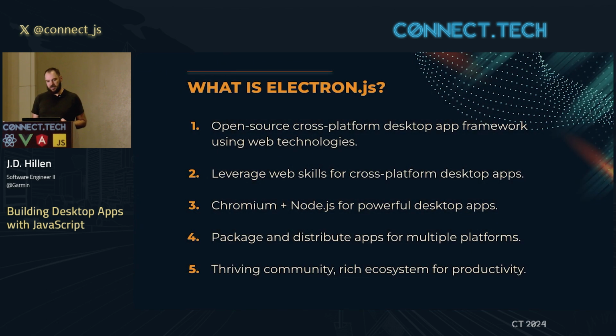So what is Electron.js? Electron.js is an open source framework for building cross-platform desktop applications using web technologies. It's not specifically just for JavaScript, but that's what we're after here. It allows developers to leverage their own web development skills and tools to create desktop applications that run on Windows, macOS, and Linux. Electron.js combines the Chromium rendering engine. If you're not familiar with what Chromium is, it's just the web renderer that powers Chrome. And that is what Electron is built on.